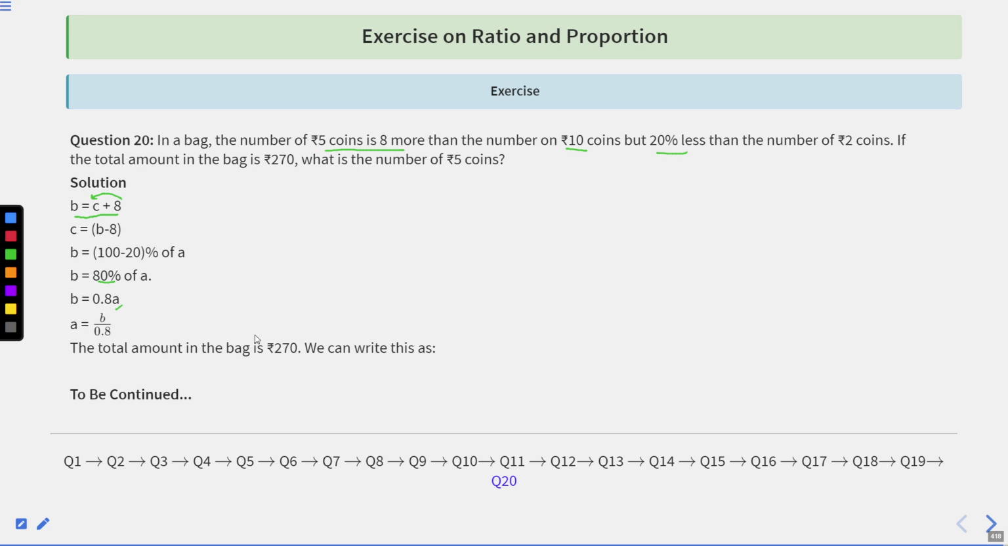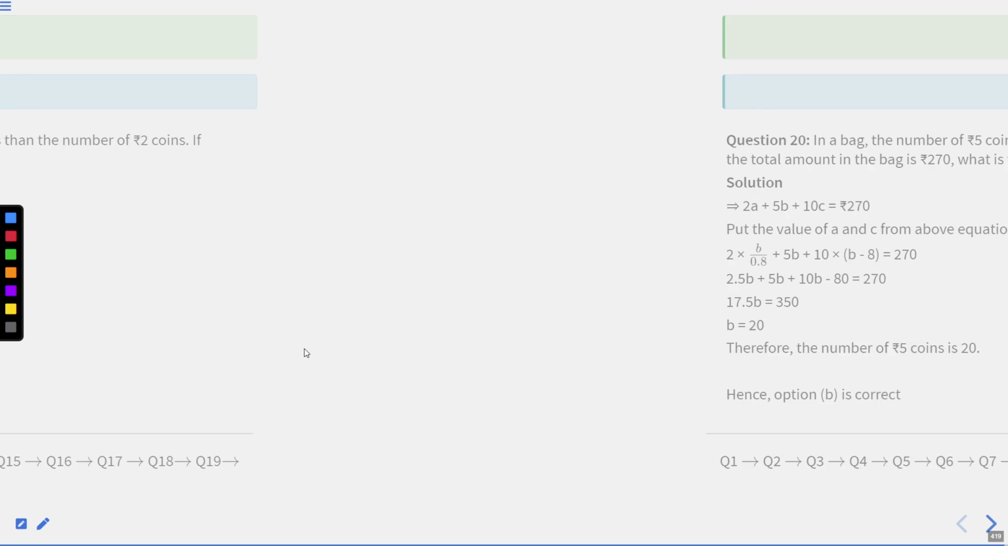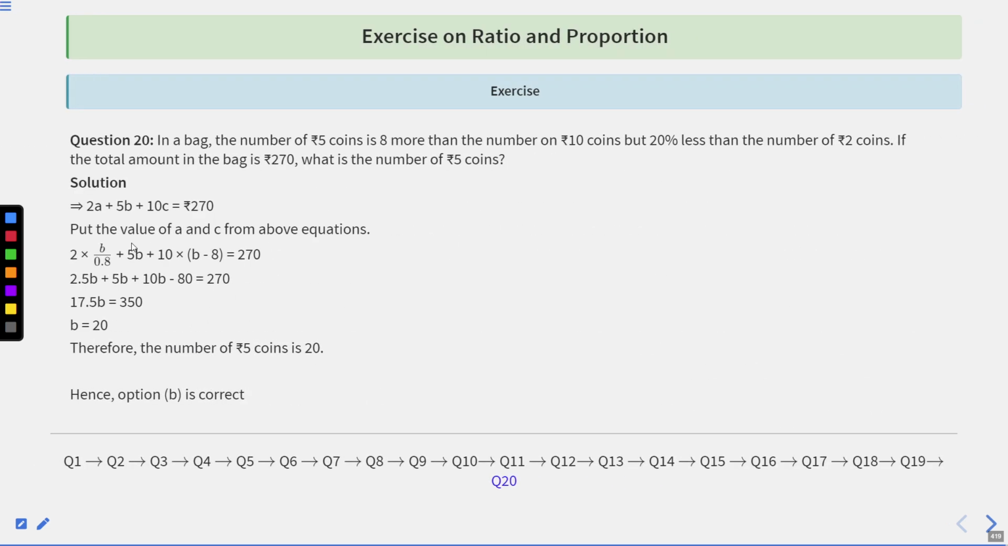The total amount in the bag is given to be 270. So this information can be written as 2 times of A plus 5 times of B plus 10 times of C, which will be equal to 270. Now we have to use the equations that we have derived from the information given in the question. So it will be 2 times of B upon 0.8 plus 5B plus 10 times of B minus 8, that is 270. If you simplify this, you will get B equal to 20. So therefore, the number of 5 rupee coins in the bag is 20. So the option correct here is option B.